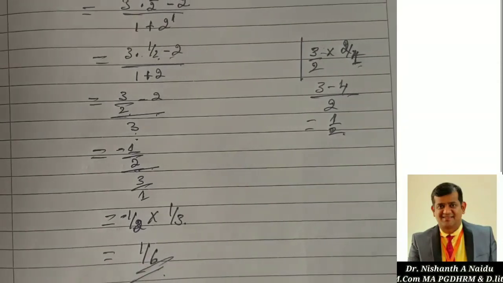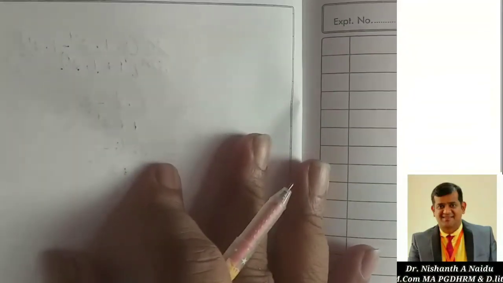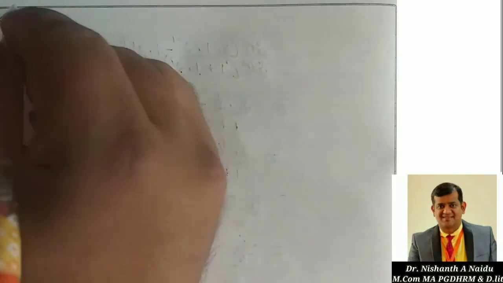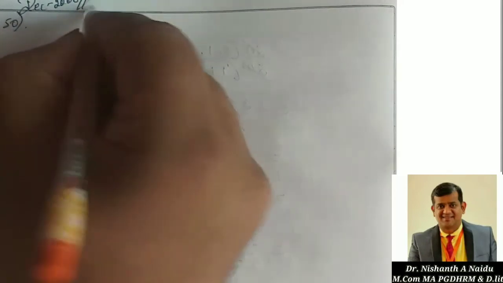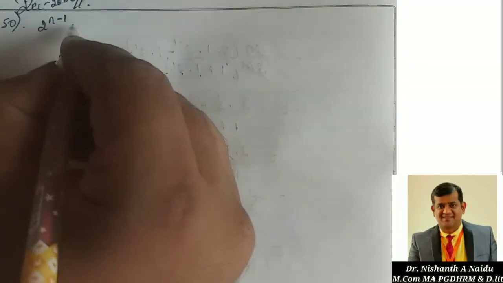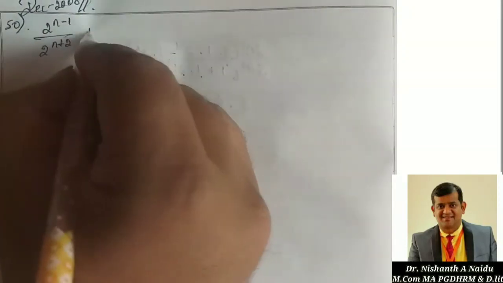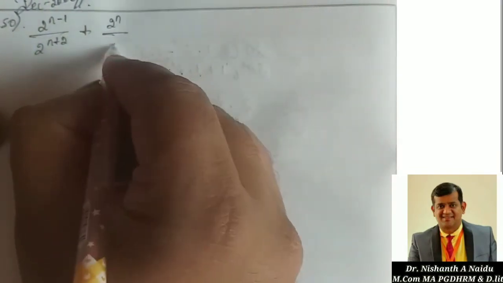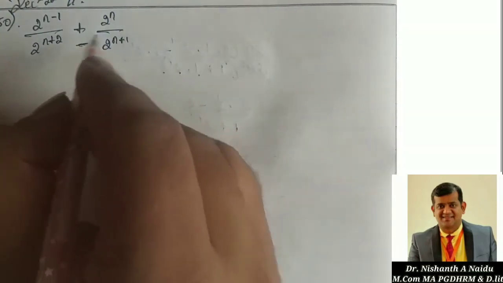Okay, so let us move further. The next problem, problem number 50. I am starting problem number 50, December 2008 problem, that is 2 to the power of n minus 1 divided by 2 to the power of n plus 2 plus 2 to the power of n divided by 2 to the power of n plus 1. Here the minus symbol they have given.